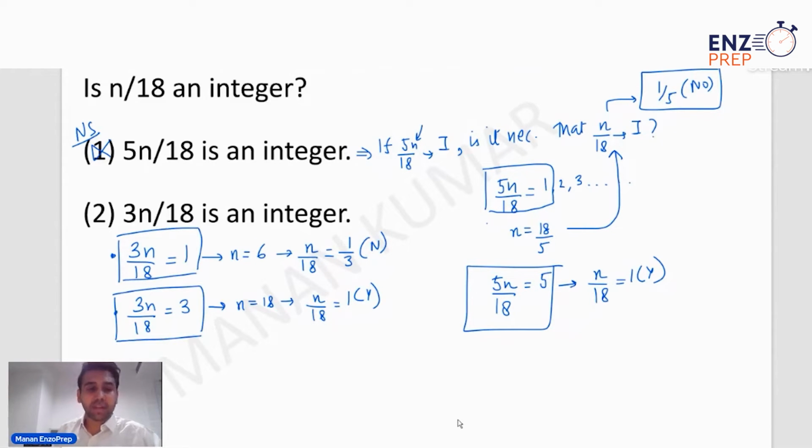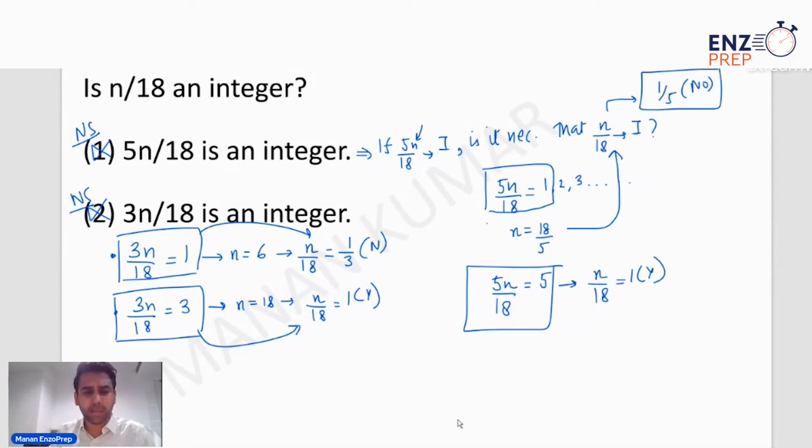Even though I'm taking 3n by 18 to be an integer in each of these cases, I'm getting conflicting answers for n by 18. In some cases, it's coming out to be yes, it is going to be an integer. In some cases, it's going to come out to be no, it can even be a fraction. So both the statements, as you can see, at least individually, are not sufficient to answer the question.